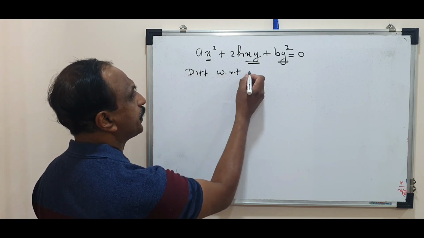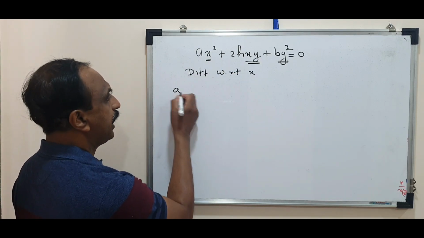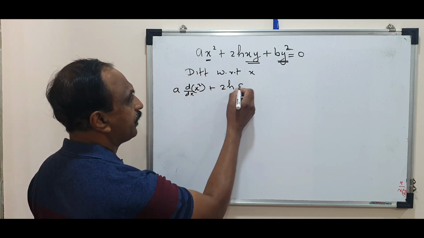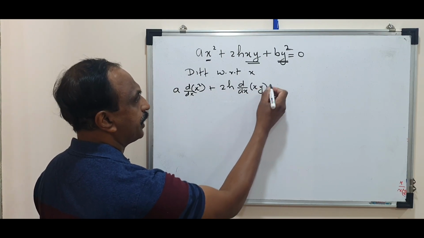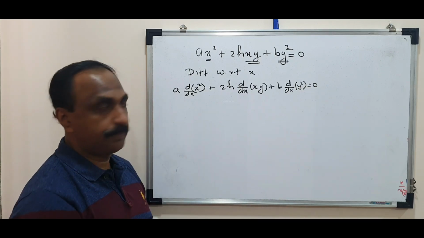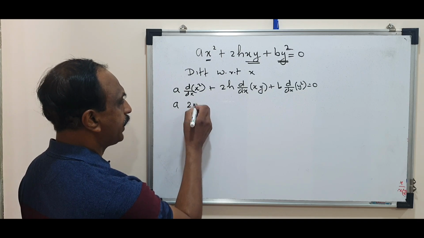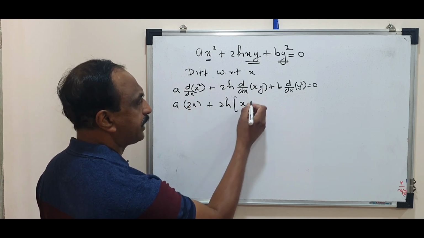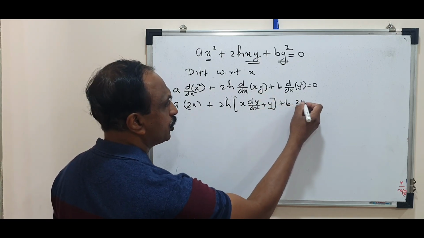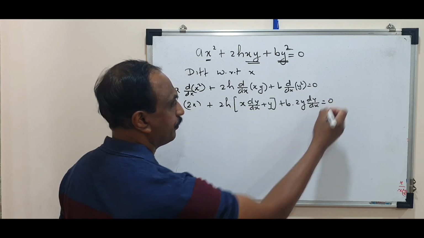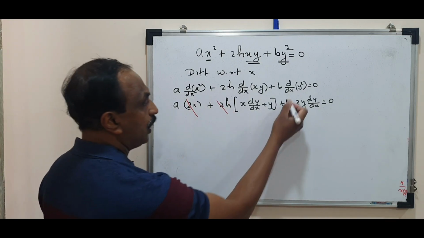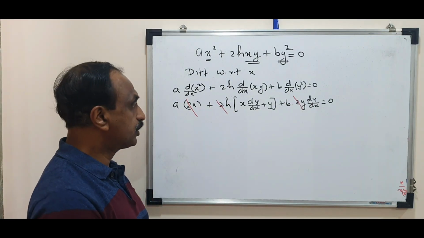When I differentiate this with respect to x, I will do it in a few steps. a into the derivative of x square plus 2h into the derivative of xy plus b into the derivative of y square equal to 0. So let me reduce the steps. a into 2x plus 2h into x dy by dx plus y, product rule is applied, plus b into 2y dy by dx equal to 0. Every term has a 2 in it, so I have divided throughout by 2 so that my calculation will be faster.